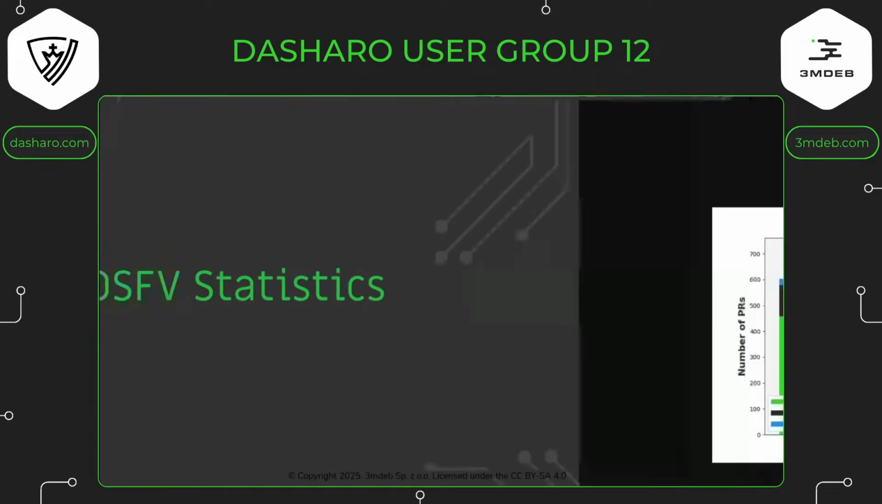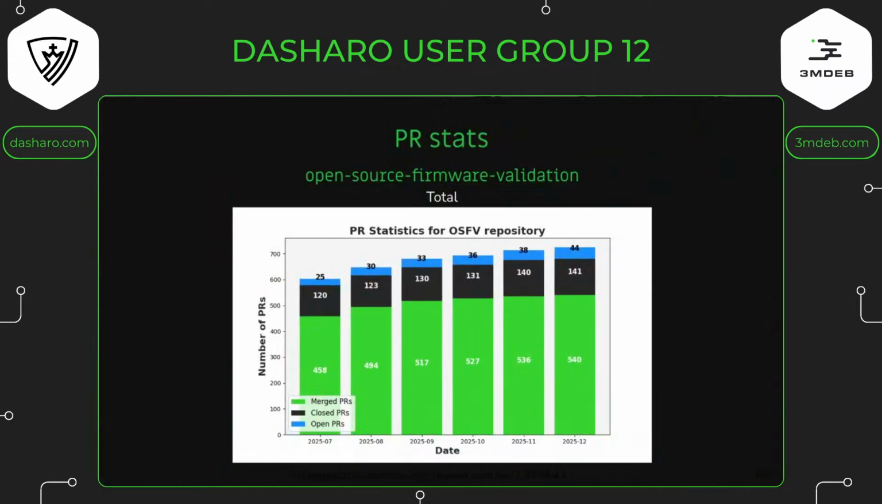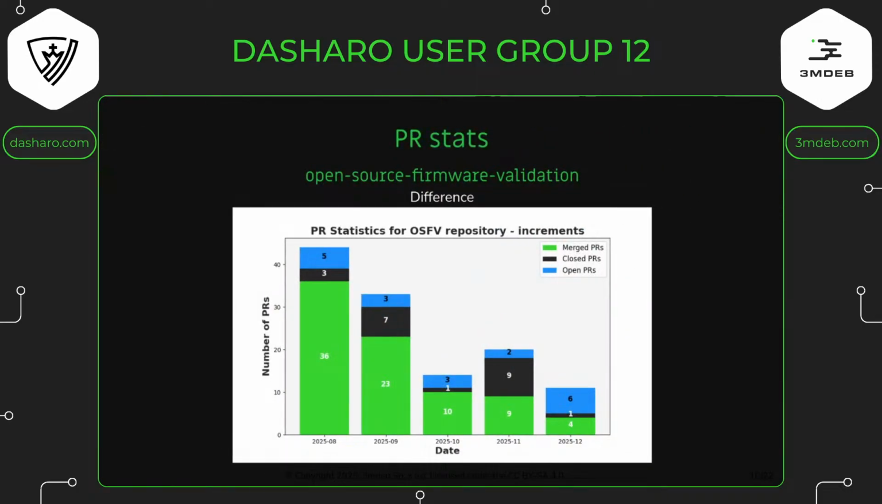Some statistics. Those are PRs. Those are the grand total of the PRs that are in the open source firmware validation directory. We have not many of them recently, but you can see that there is a stable increase in the numbers, and this is the difference from month to month.